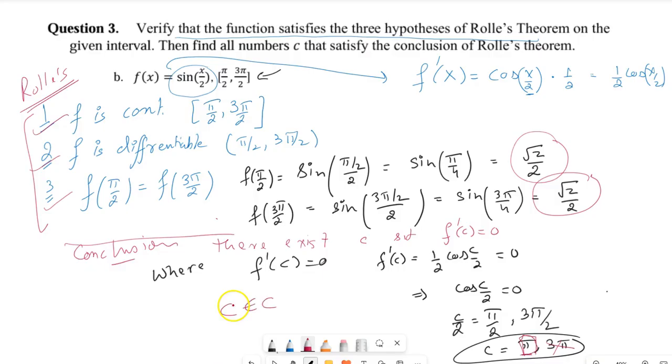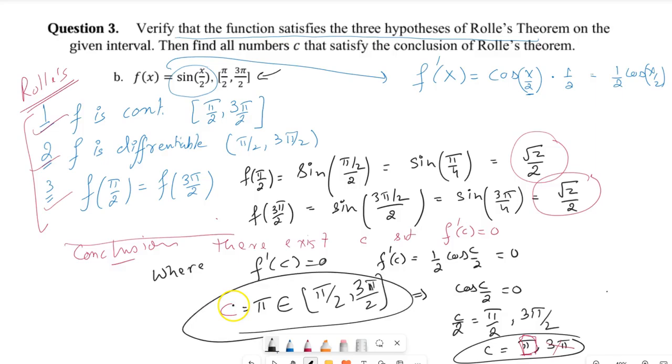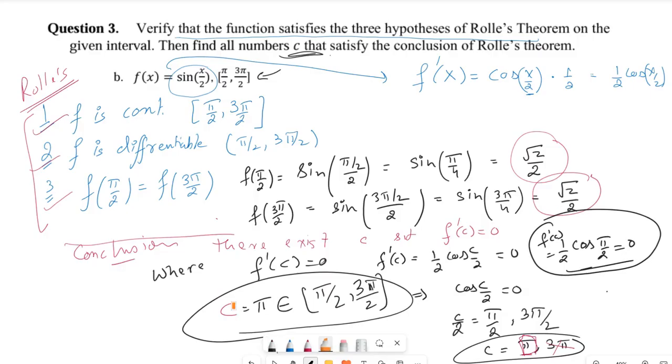So c is pi, which belongs to the interval. Your answer should be in the given interval. Okay. So we found the c which satisfies the conclusion. You can check also. Let's try. If you find cosine of pi/2 with half, this is f prime c. That is going to come out to be 0, right? So we found a c. This is your final answer. c is equal to pi, which belongs to the interval, such that it satisfies Rolle's theorem's conditions.